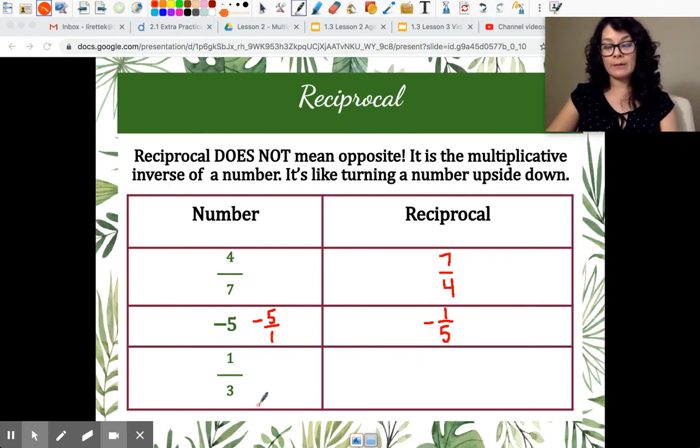And then the third example, number 3, I have 1 divided by 3. If I flip those numbers around, I'm going to have 3 divided by 1, or you could just write this as 3. Again, any number over 1 is just that integer value.